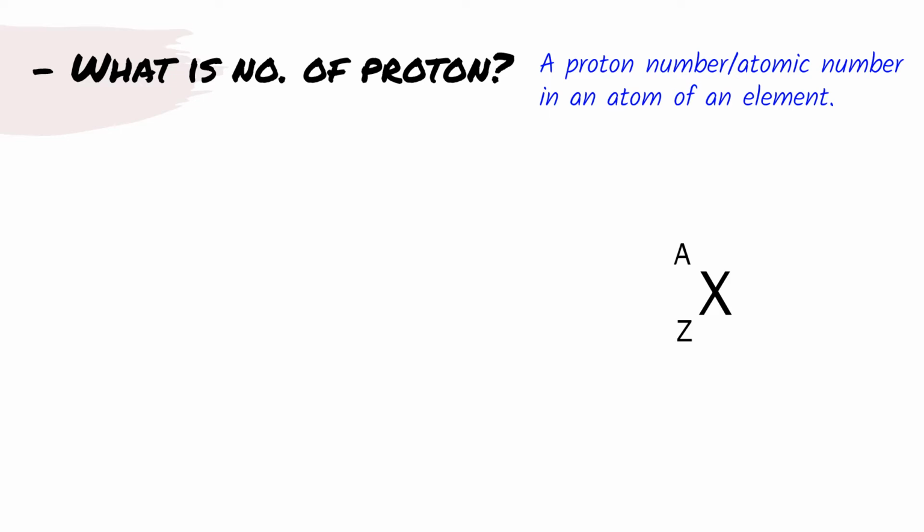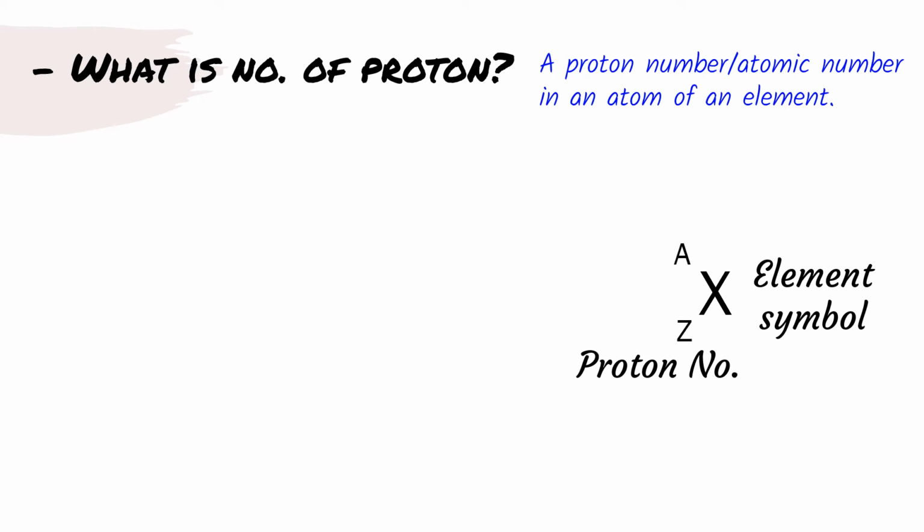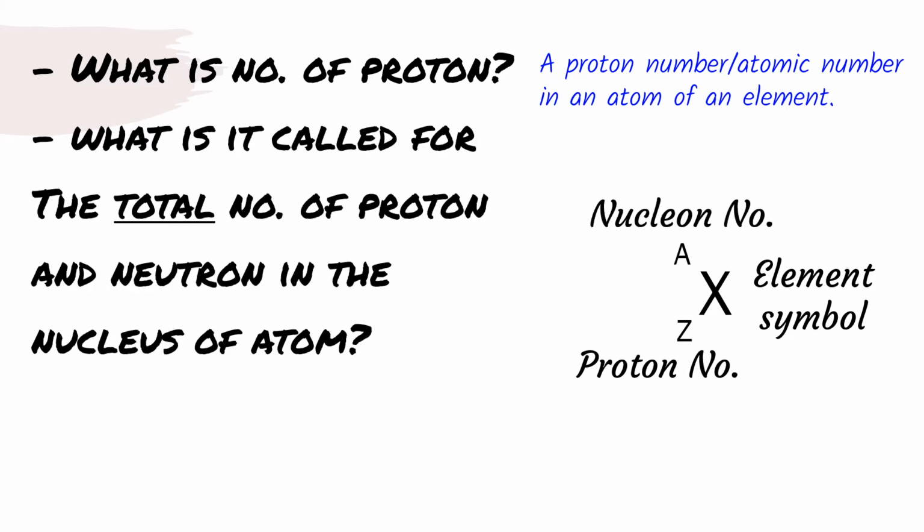If we refer to the isotopic notation of an atom, the proton number is located at the bottom part of the element symbol on its left side. And you will also find another number on the upper part of the proton number. That represents the nucleon number. So what is it called, the total number of protons and neutrons in the nucleus of an atom? Yes, it is the nucleon number.